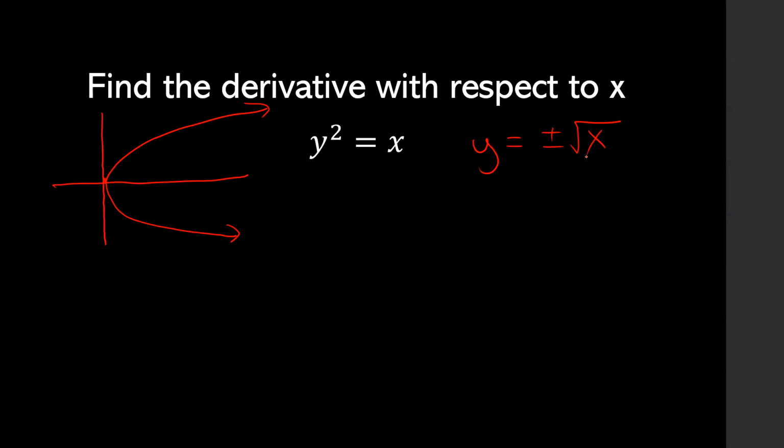But you end up with two things. y is the square root of x and y is the negative square root of x. Which means if you're going to do a derivative, you have to do a derivative of each of those pieces and then keep track of which one to use and when.